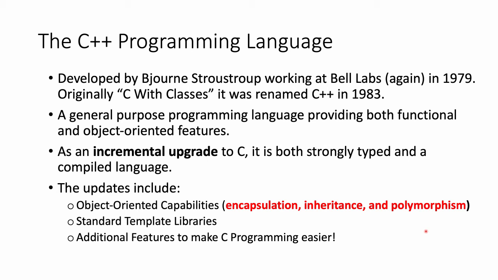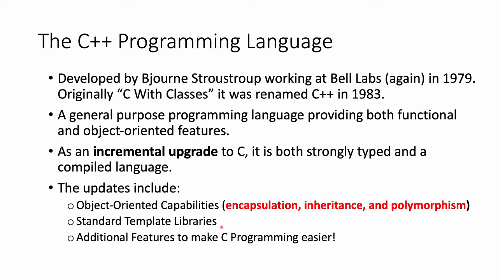It's a general purpose language. It provides both procedural and object-oriented features. You can mix and match the two programming styles. It is an incremental upgrade to C. Now, the updates to C++ provide C with object-oriented capabilities. The features of object-oriented capabilities are encapsulation, inheritance, and polymorphism. I'll talk about this in the next two slides.